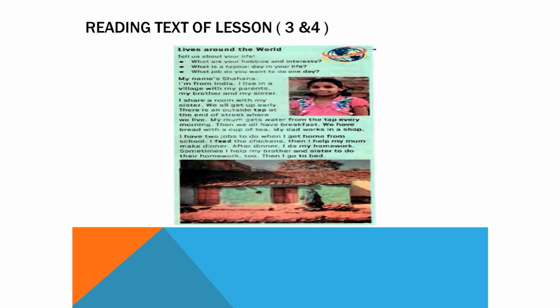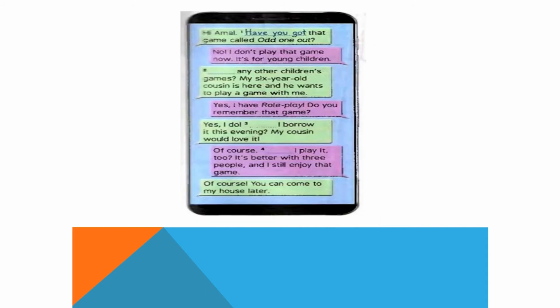My name is Shahana. I am from India. I live in a village with my parents, my brother and my sister. I share a room with my sister. We all get up early. This is an outside tap at the end of the street where we live. My mom gets water from the tap every morning. Then we all have breakfast. We have bread with a cup of tea. My dad works in a shop. I have 2 jobs to do when I get home from school. I feed the chickens, then I help my mom make dinner. After dinner, I do my homework. Sometimes I help my brother and sister to do their homework too. Then I go to bed.